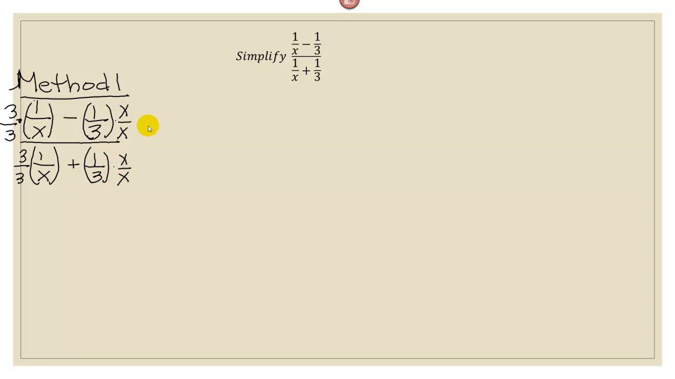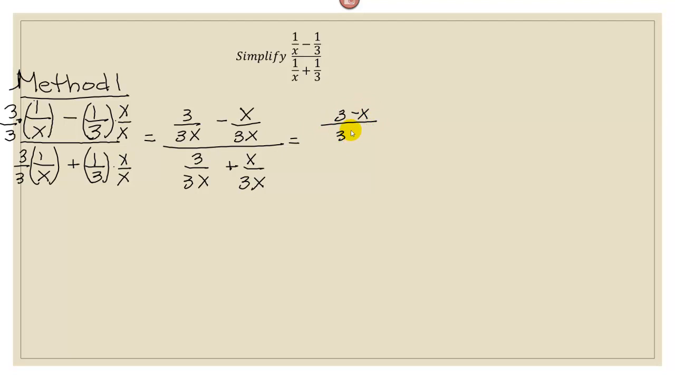Okay, so just do the same thing. So now let's try to rewrite this. So we have 3 over 3x minus x over 3x, all of that divided by 3 over 3x plus x over 3x. Next, we need to write this as a single fraction on both the top and the bottom. The whole point of finding these common denominators is because then we can just add the numerators. So now we just have 3 minus x over 3x, all of that divided by 3 plus x over 3x.